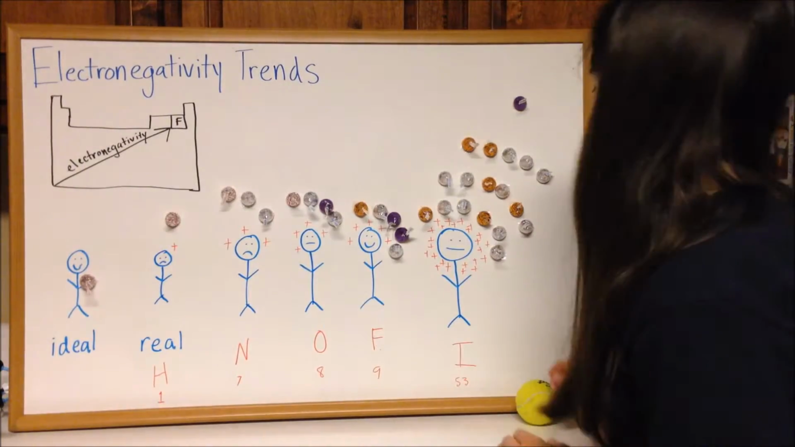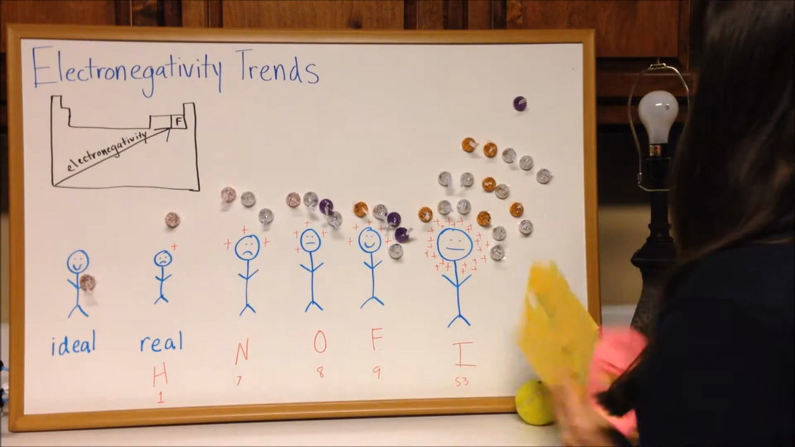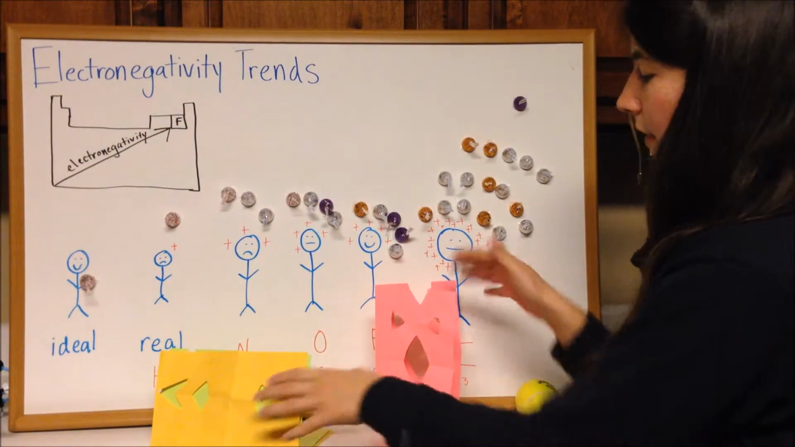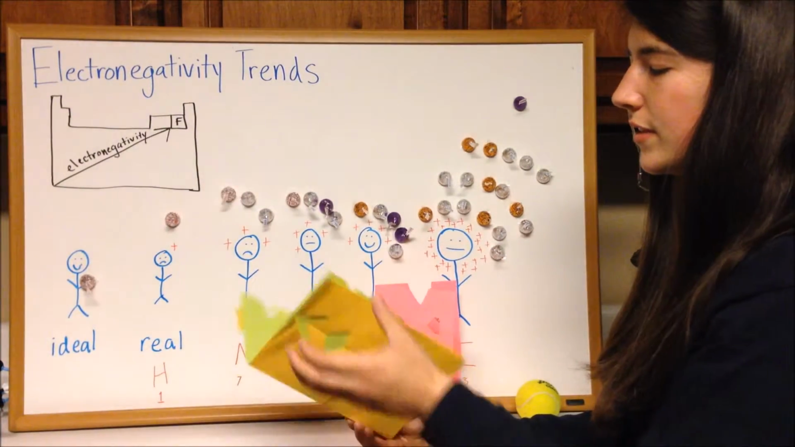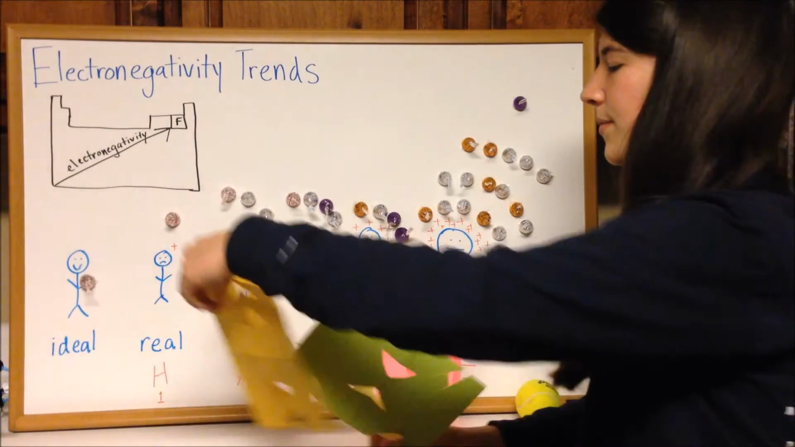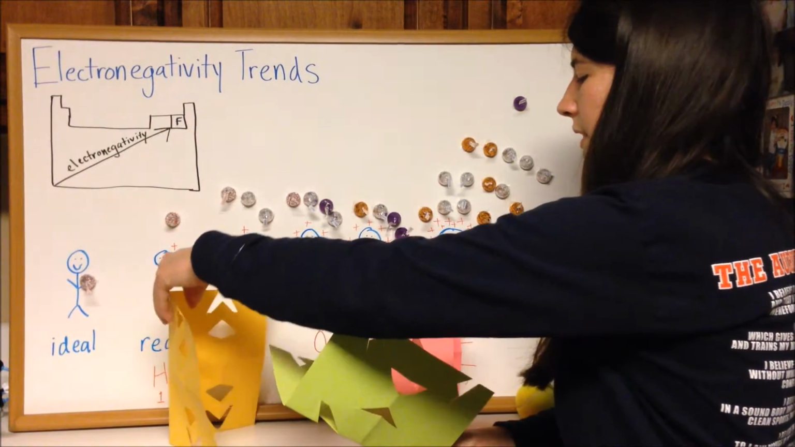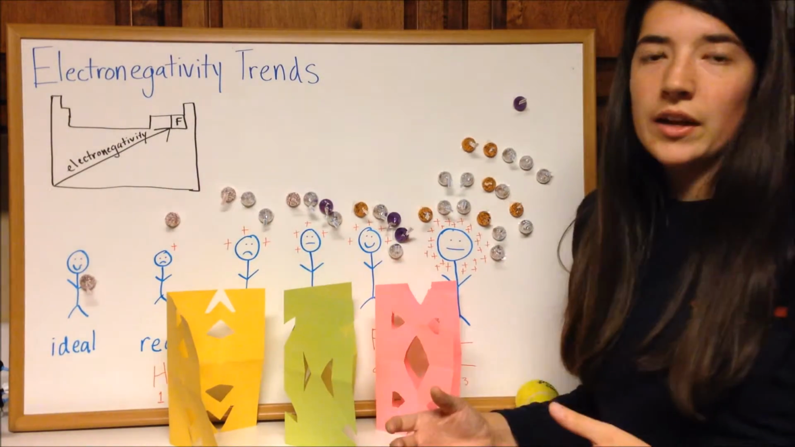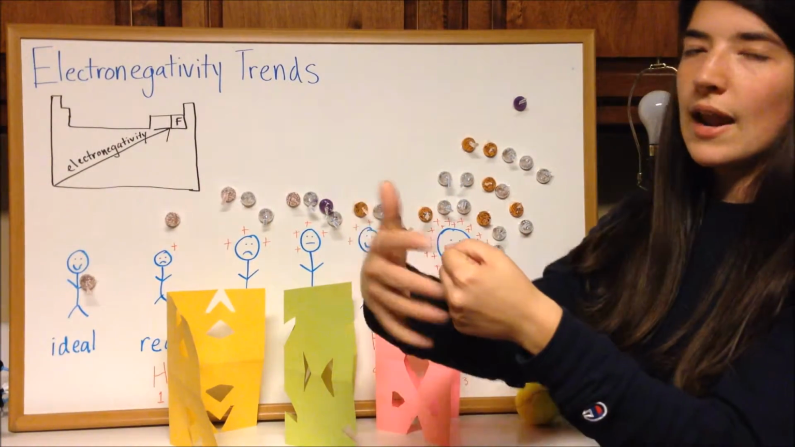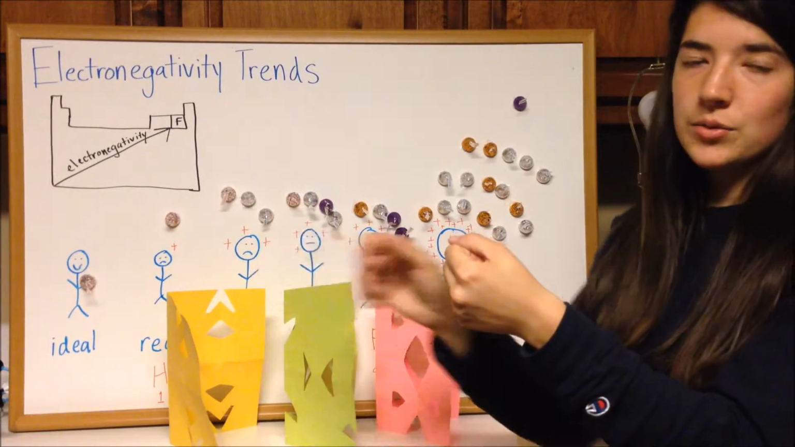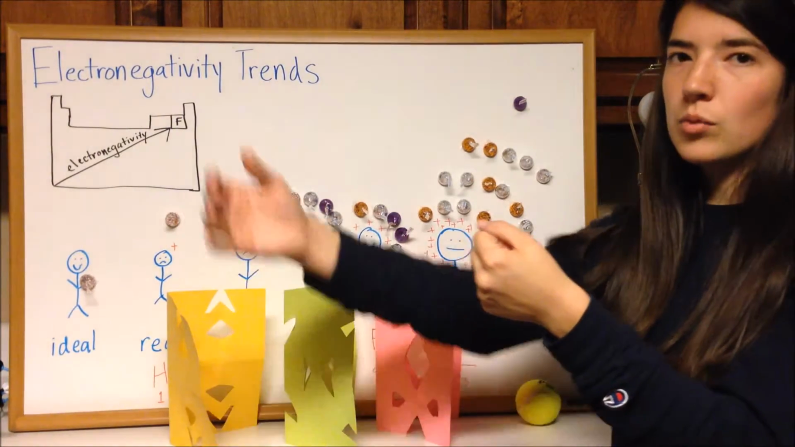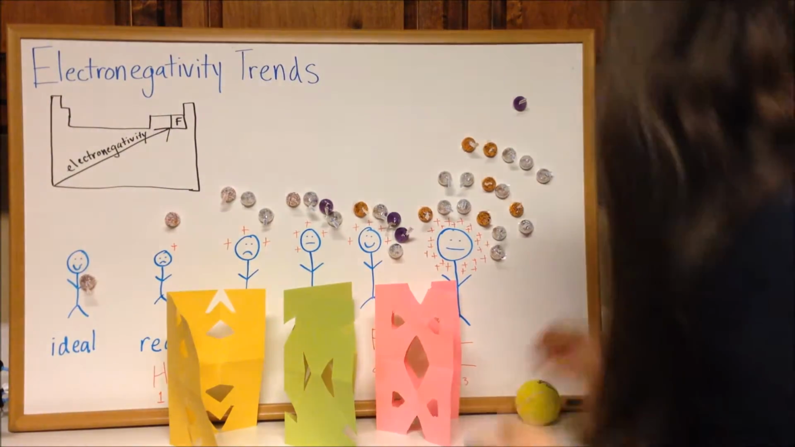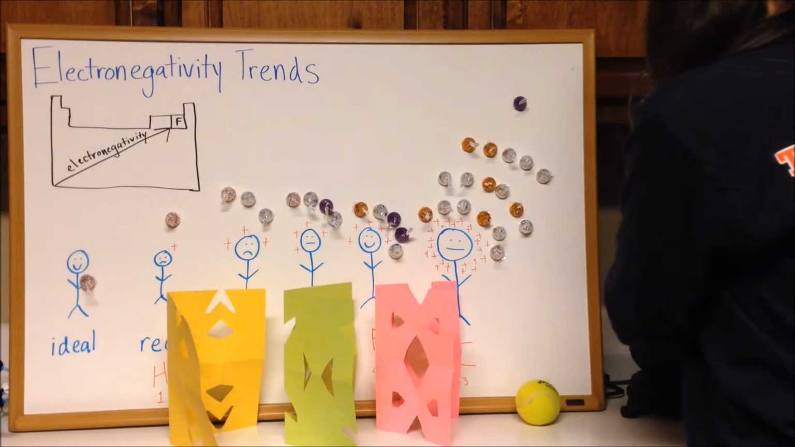Another way to think about shielding is using a lamp. I'm going to set up some sheets of paper, and let's pretend that these sheets of paper represent layers of electrons. You can think of this as being like a paper lantern. If you had a light bulb and then a layer of paper, some light's going to shine through. But if you added more and more layers, each time less light will shine through. It's the same with electrons and shielding.